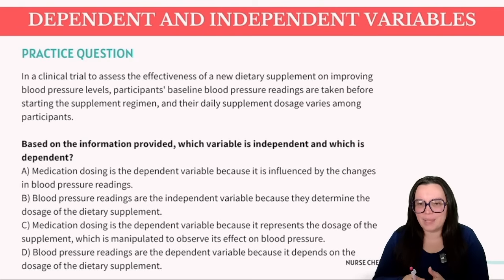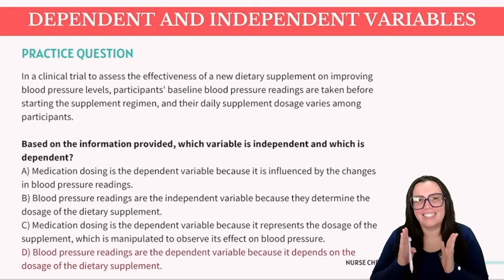Is it C, medication dosing is the dependent variable because it represents the dosage of the supplement, which is manipulated to observe its effect on blood pressure? Or is it D, blood pressure readings are the dependent variable because it depends on the dosage of the dietary supplement? And the correct answer is D.